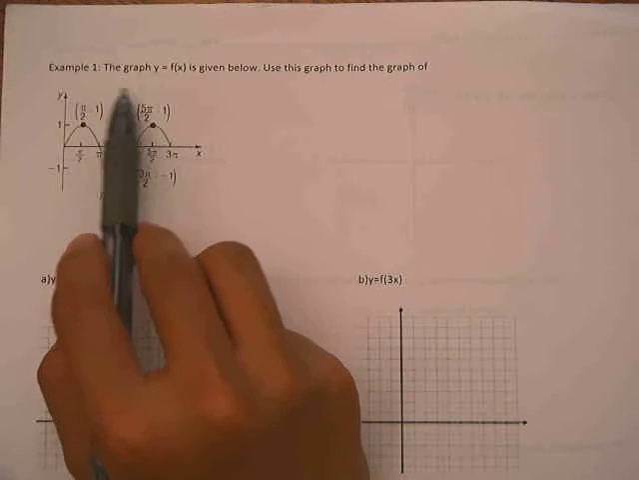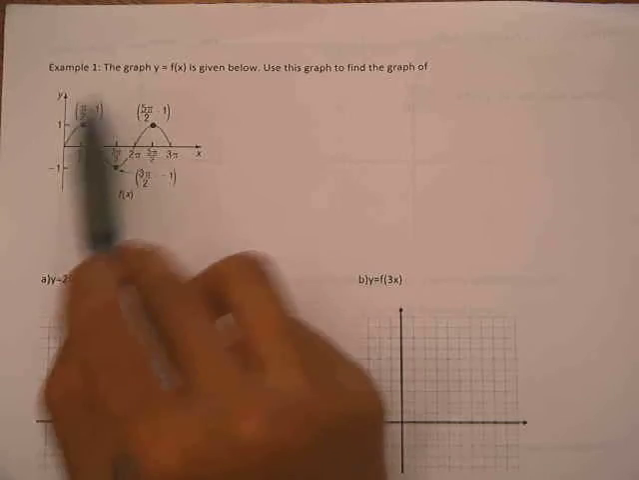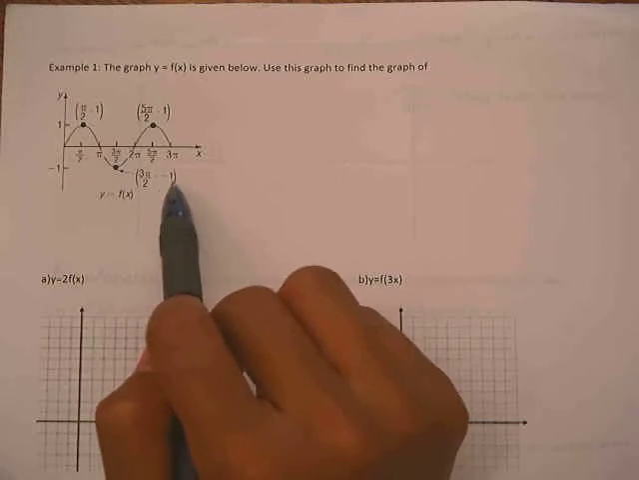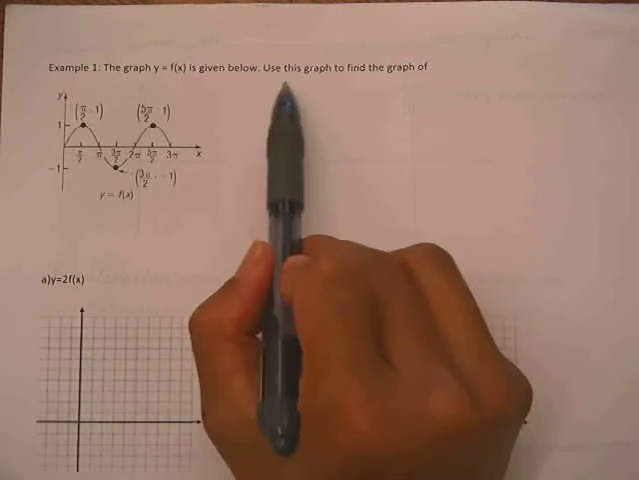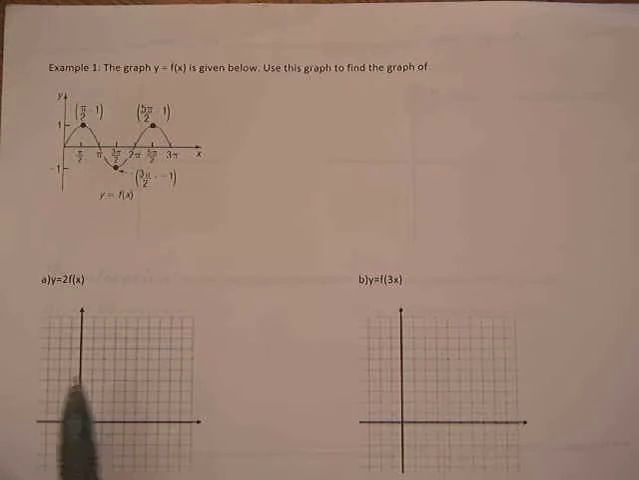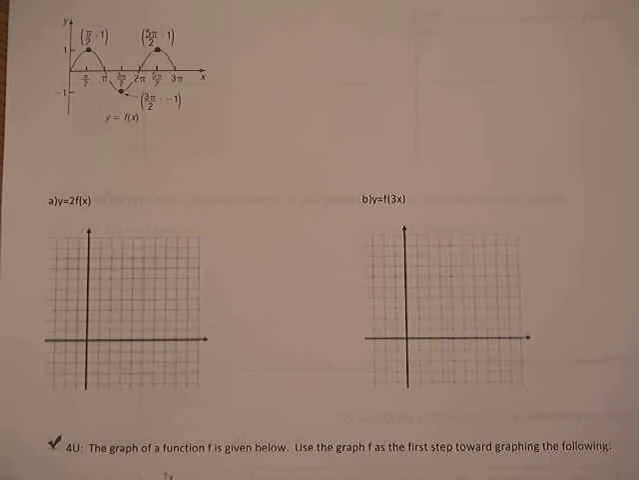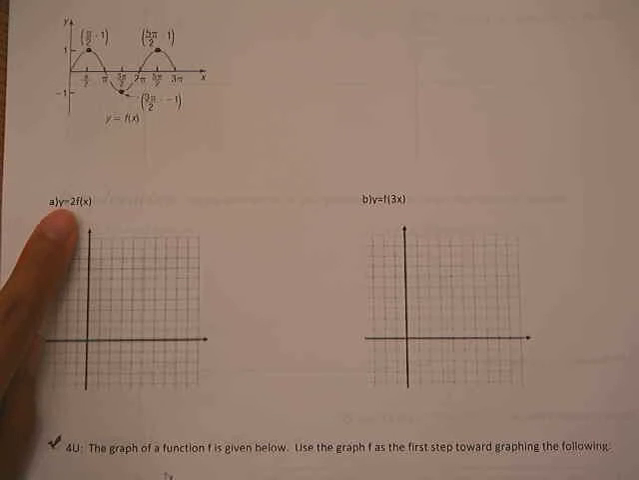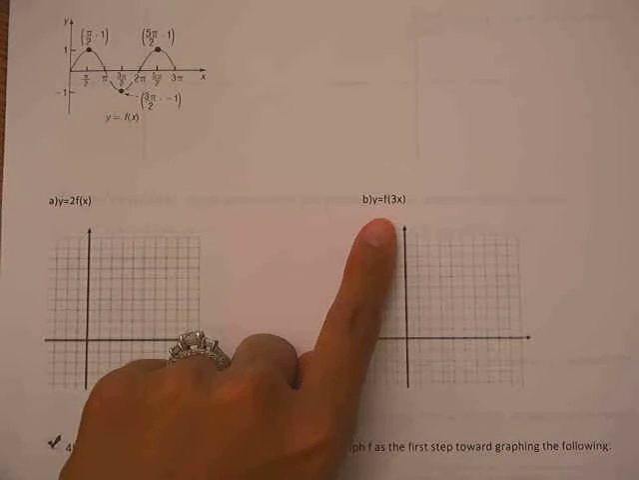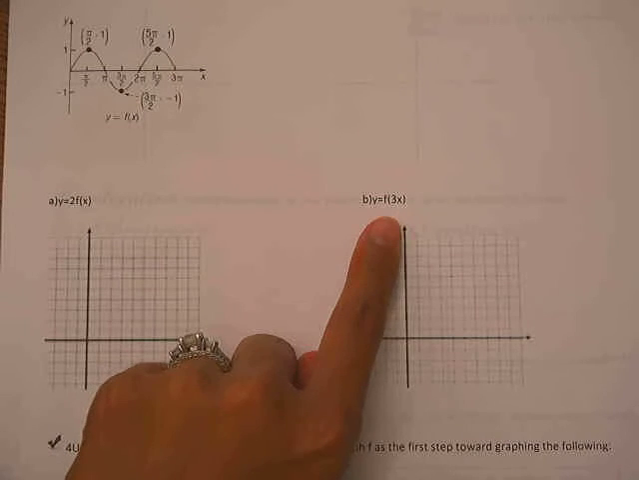Example 1. The graph of y equals f of x is given below. That means this is the original function, the parent function. Use this graph to find both of these parts right here. Okay. So we have already done 2 explorations. One was dealing with the number that's being multiplied outside, and one dealt with a number that's multiplying inside.